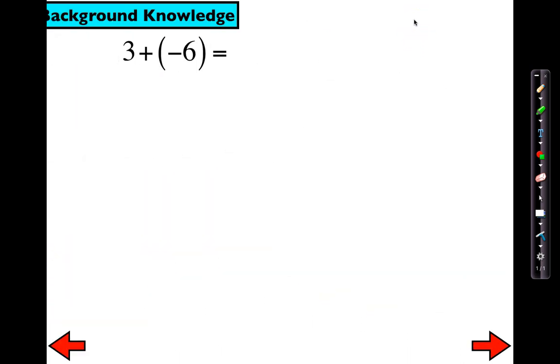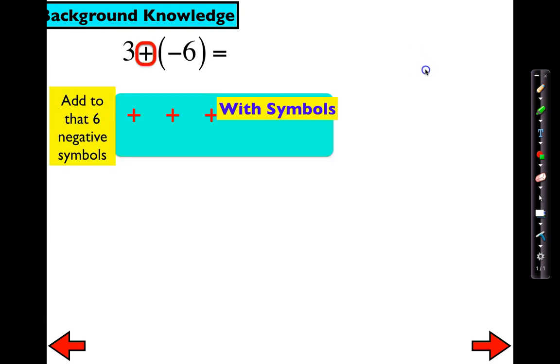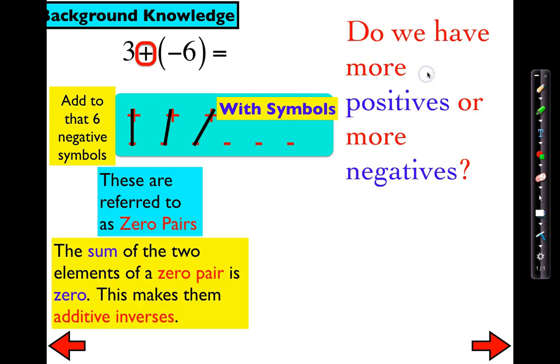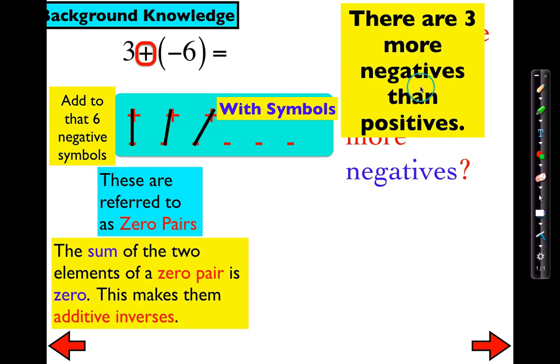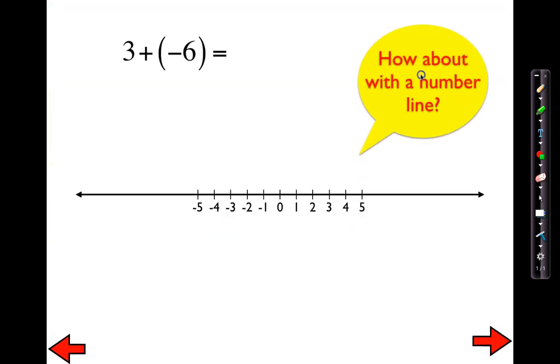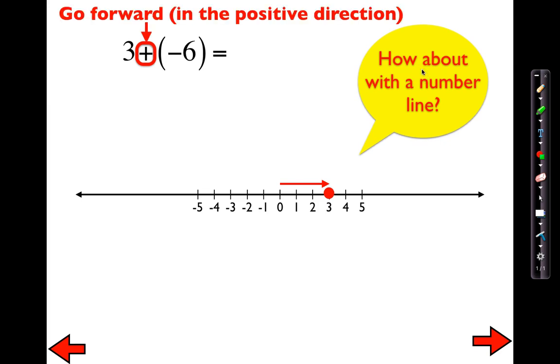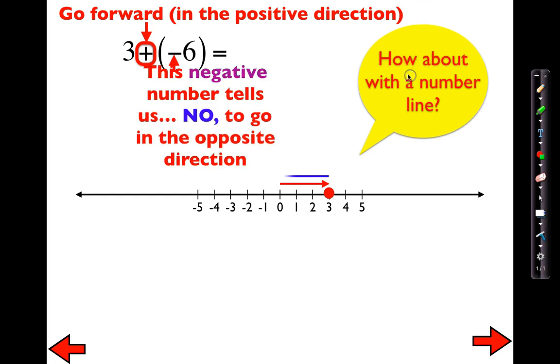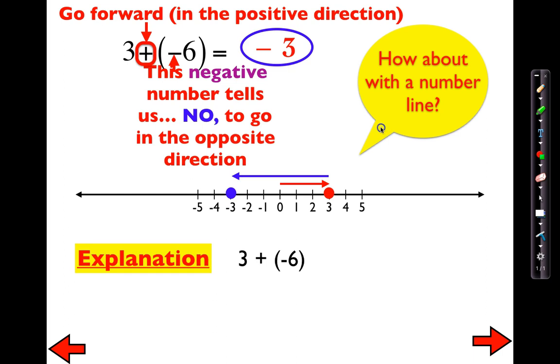So real quick, let's just refresh what we did with adding integers. We've done it with symbols. Okay, we looked at zero pairs. We compared how many more positives to negatives there were using symbols. But we've also done it with a number line, remembering that plus means to go forward. So guess what? What do you think subtraction means? Subtraction is going to mean the opposite, going backwards instead of forwards this time. Okay, we also remember that anytime an integer was negative, it meant to do the opposite. So if we're asked to go forward, we have to go the opposite and go backwards, etc.